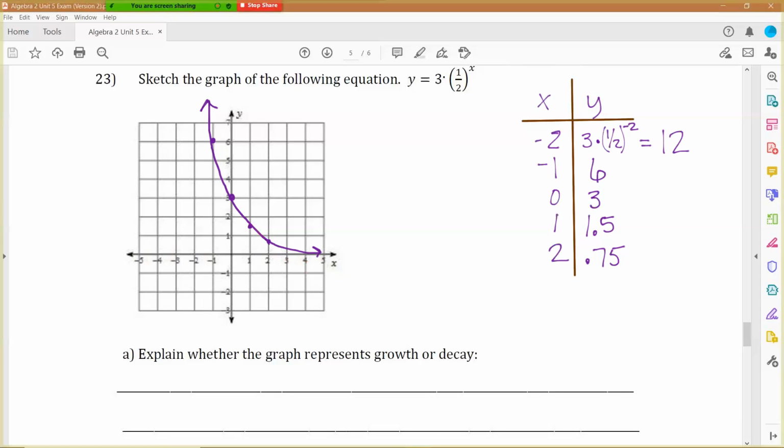All right, so part A says explain whether this graph represents exponential growth or decay. So this is definitely decay. There's quite a bit of different answers you can have here. So you could just tell me that it's decay because your B value is less than 1. Short, sweet.